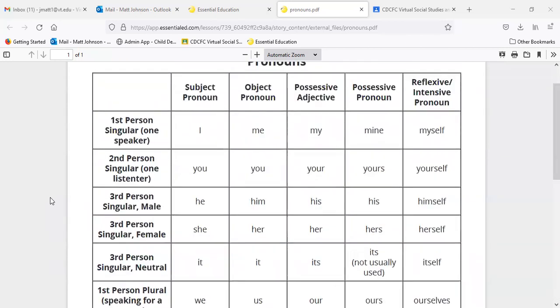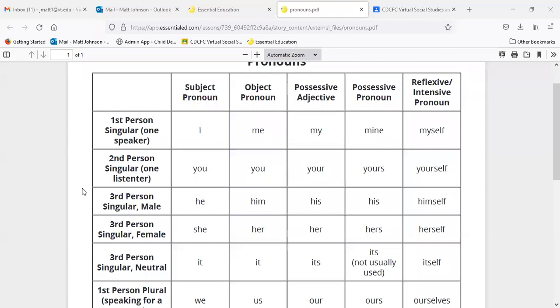So just recapping here these different ideas: subject pronouns, object pronouns, possessive adjectives, possessive pronouns, and reflexive intensive. Just now going back to the lesson we had last week on person, right? And shifts in person. So first person singular, right? I for subject, me for object, my for possessive, mine for possessive pronoun, myself for reflexive.